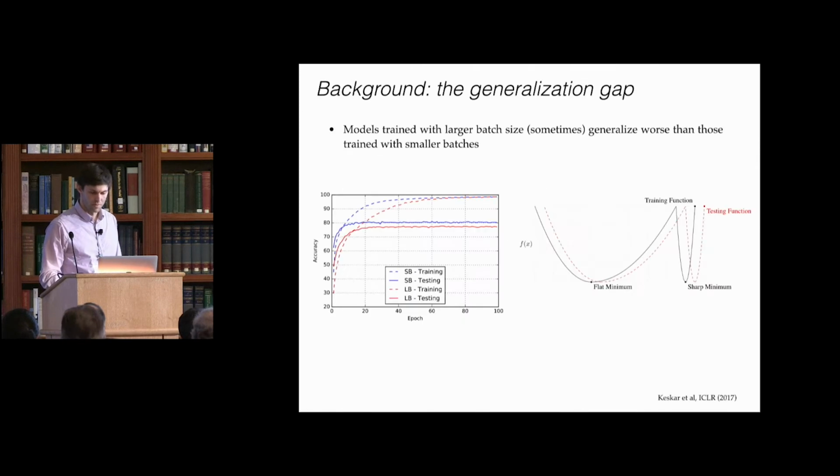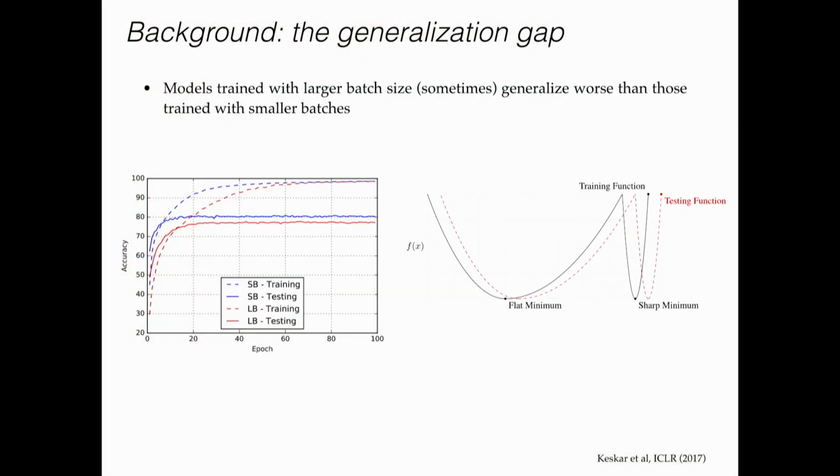OK. So the central question that I want to think about is something that people have thought about a lot, and it has been discussed in this conference, and that's the generalization gap between training with large batches and with small batches. So just to remind you, while you often get accuracy on the training set that is perfect in both cases, you often see a gap when you try to generalize, where training with small batches outperforms training with large batches. And this is taken from this famous paper.